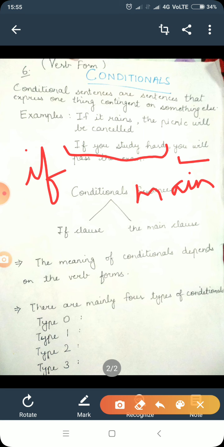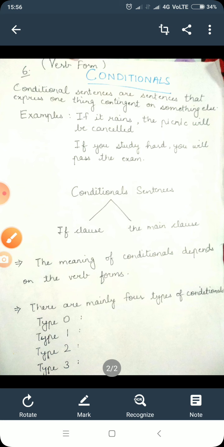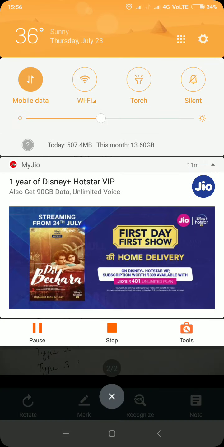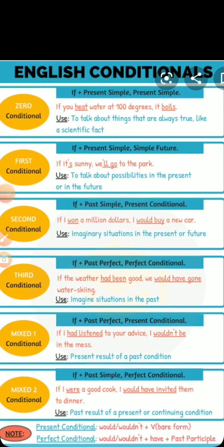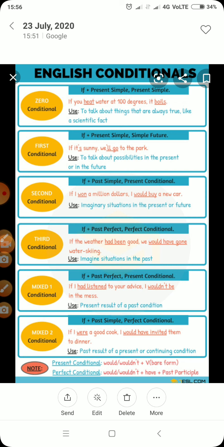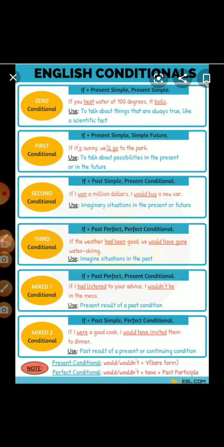Clear? So the meaning of conditionals depends on the verb forms. There are mainly four types of conditionals: type 0, type 1, type 2 and type 3. Type 0. Pay attention to type 0. In type 0, if the if clause is in the simple present, then the main clause will also be in the simple present. Look at the example.